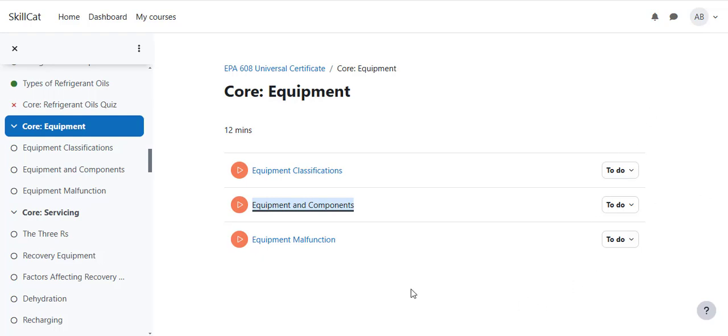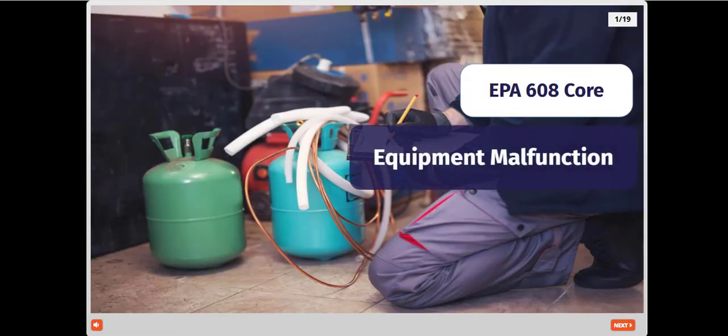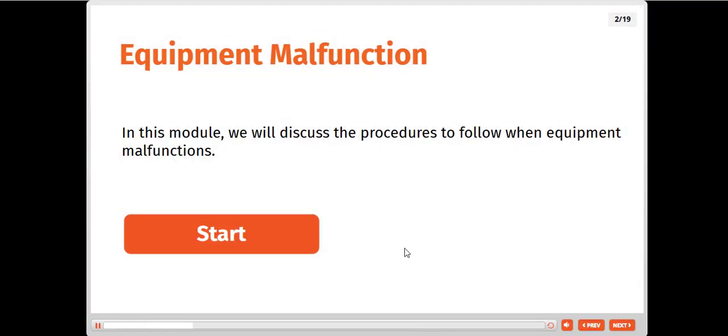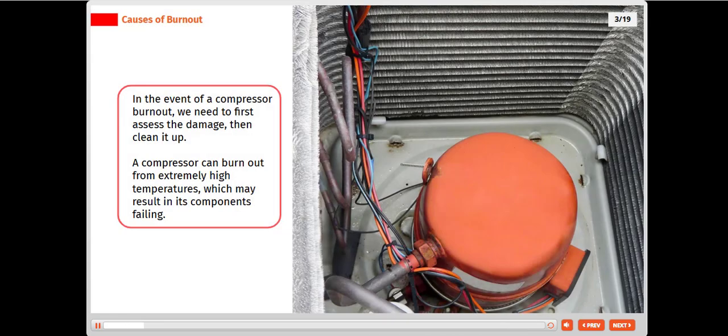The last part is equipment malfunction. In this module, we will discuss the procedures to follow when equipment malfunctions. In the event of a compressor burnout, we need to first assess the damage, then clean it up. A compressor can burn out from extremely high temperatures, which may result in its components failing.